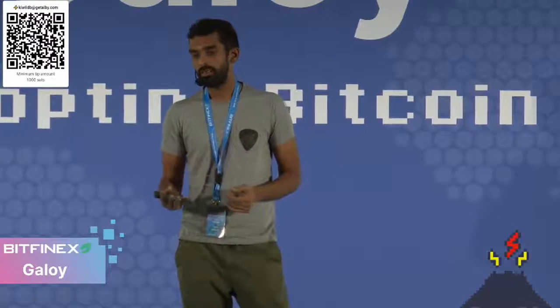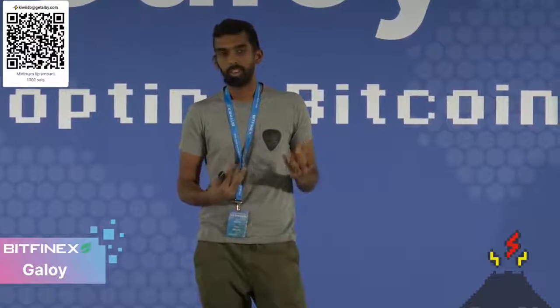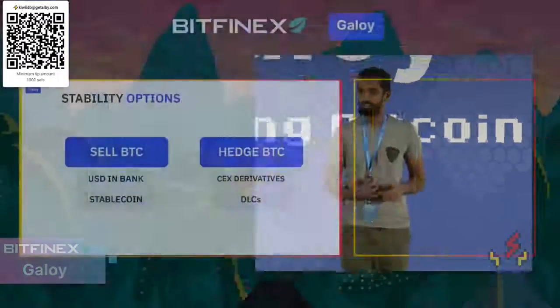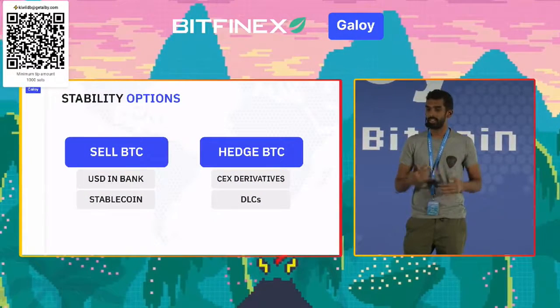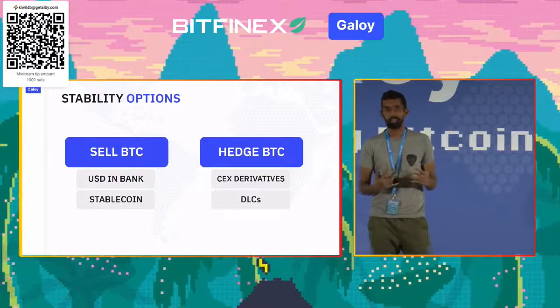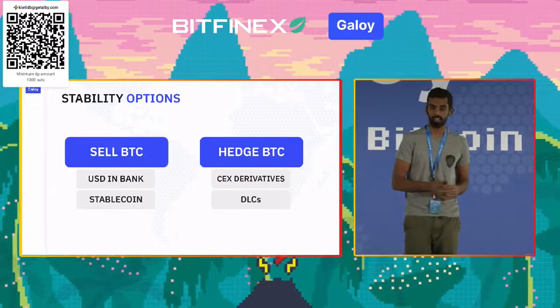Or you could hedge the Bitcoin. So you keep your Bitcoin balance and then you go and get a derivative from somewhere. You get some sort of a swap or derivative contract, maybe on a centralized exchange, we use OKCoin, there's a few out there. Or if you wanted to do it in a more decentralized way, there's discrete log contracts, DLCs, where you can enter into multi-party contracts where you swap an asset and you have stronger guarantees in terms of how custody is handled.